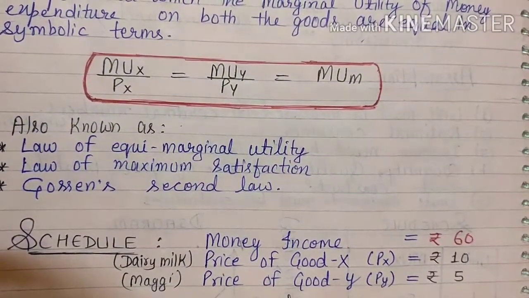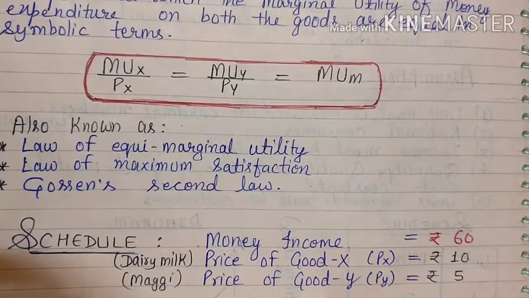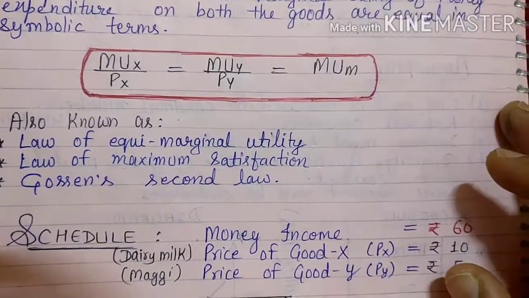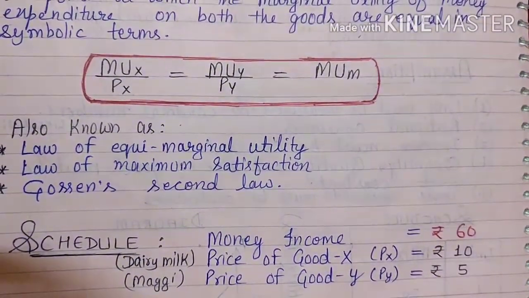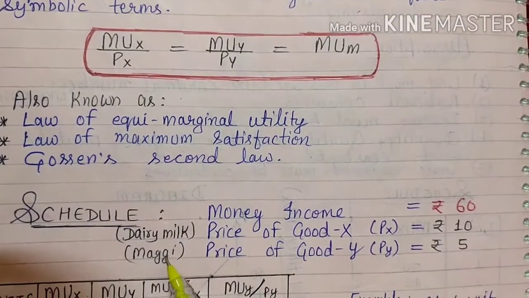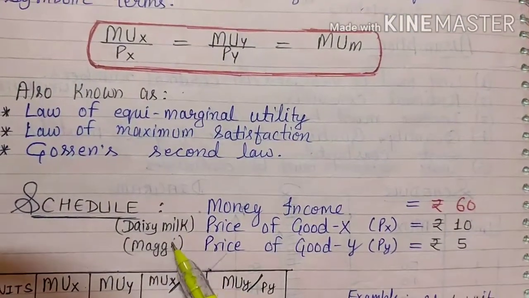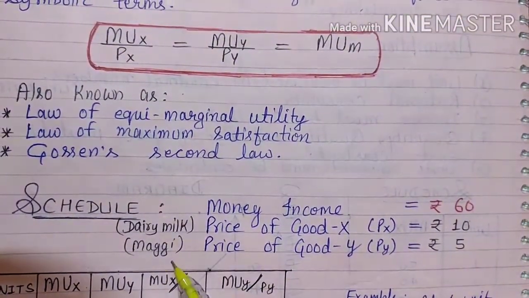I am taking the example of two commodities right now, because if we take examples of more than two, it will be confusing. So the two commodities are Dairy Milk and Maggi. It means one chocolate and one Maggi packet.